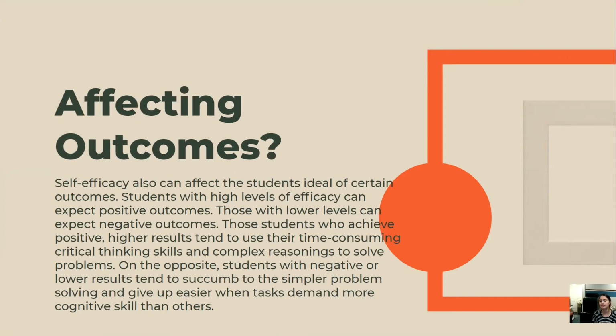So students with high levels of self-efficacy can expect positive outcomes, whereas students with lower levels of self-efficacy expect lower outcomes. Students who achieve higher positive results tend to use time-consuming, complex thinking skills. They're the ones who are going to sit down and work through a really long algebra problem, going through every single step because they know it and they know they can do it. Students with a lower self-efficacy would see that problem and think, oh, I can't really do that. How about we do this problem instead? They are always shooting for the lower, simpler goals, and they also tend to quit a little quicker than others.